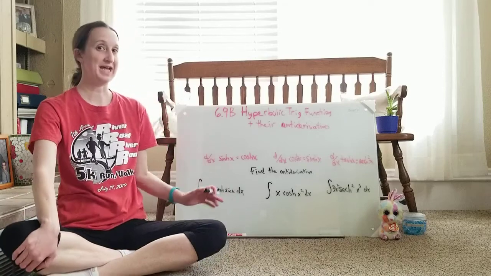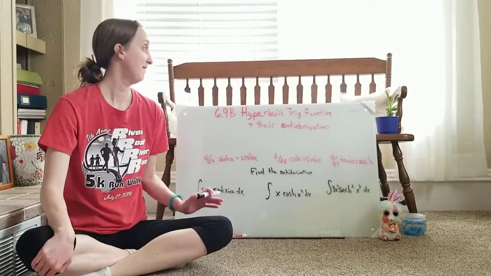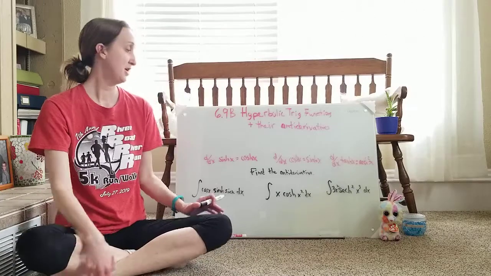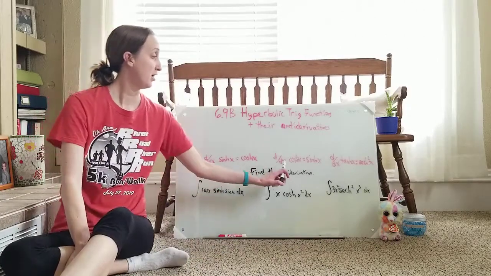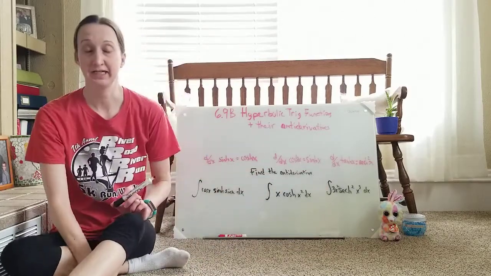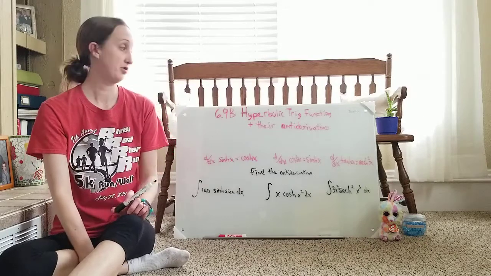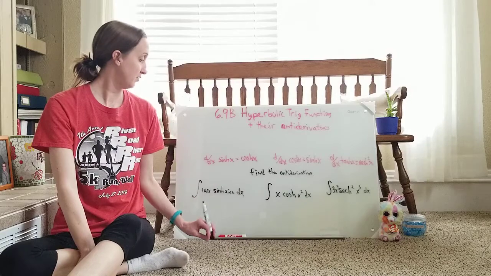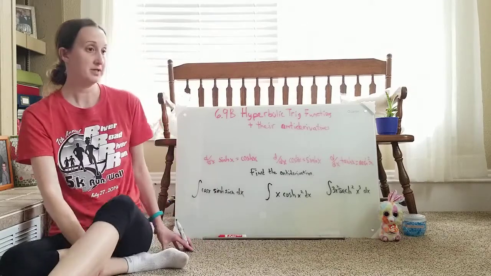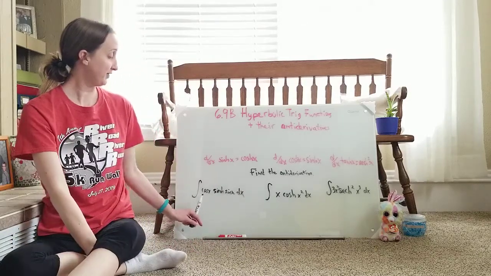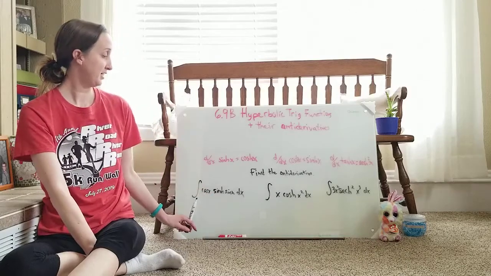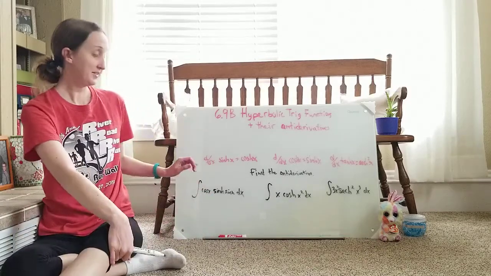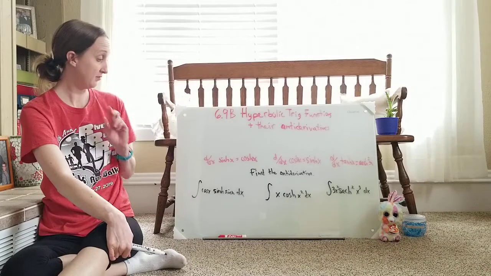We're going to do some antiderivatives of the hyperbolic trig functions now. That means we'll be working the three derivatives we looked at in the last video in reverse. I think we should start with this one. We want to find the antiderivative of this. So what that's saying is we're going to be undoing chain rule.